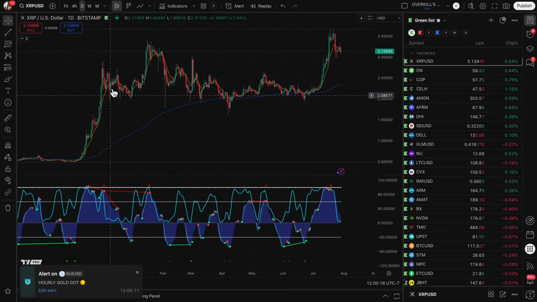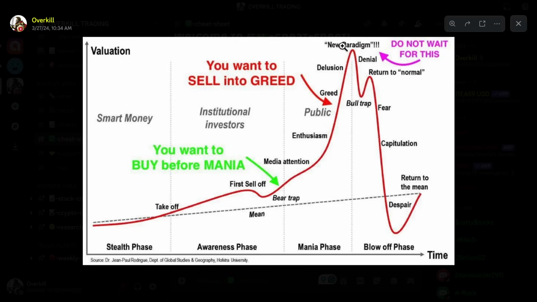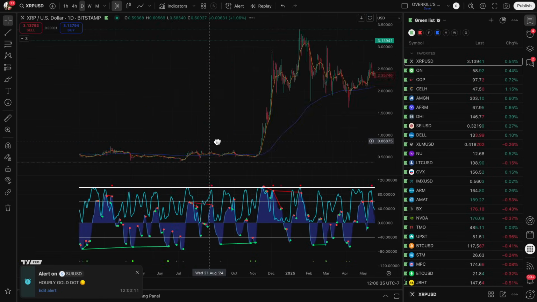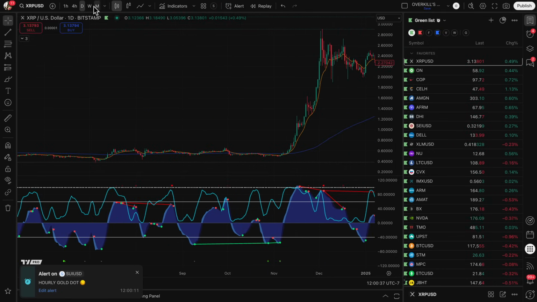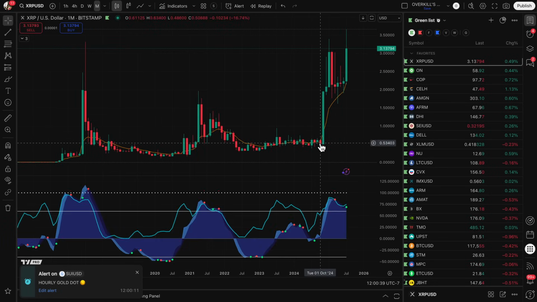Because again, the further you get off of that line, the more expensive the price is. That's when people are excited. They're yelling about it. They're talking about it. We want to buy when nobody's talking about it. There's a phase over here called the stealth phase. This is when no one's considering XRP. Everyone was laughing at XRP back here in 2024 in August when we called this dot out at 50 cents.